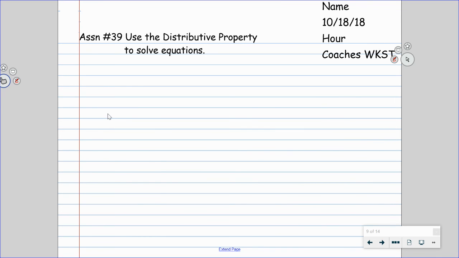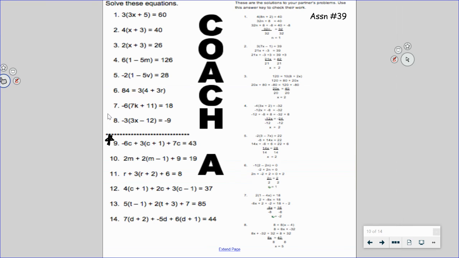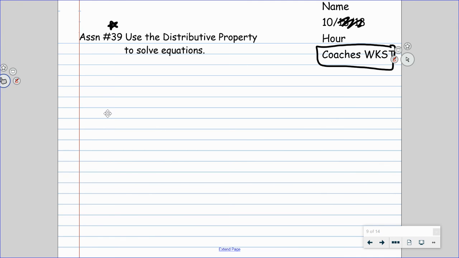All right, go ahead and title your page. Name, date, period, and then actually your page is, you're just going to write coach's worksheet. This is assignment number 39, because you're going to put all your work on this piece of paper. If you want, you can put your answers on the coach's worksheet, but again, let me reiterate, let me repeat. You will be putting your work, problem, work, solution on this piece of paper.